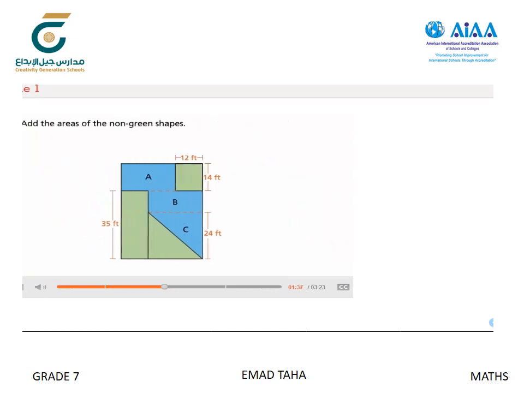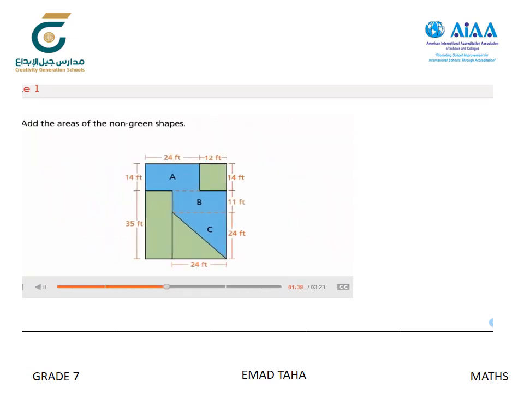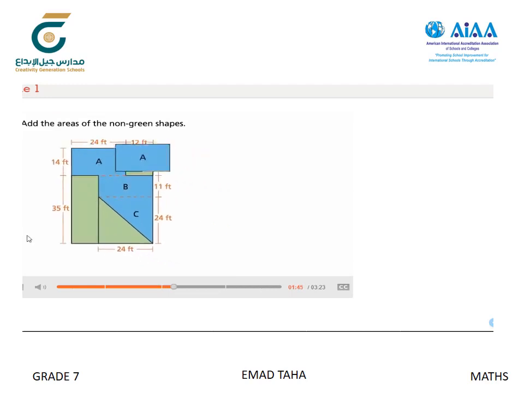When all the dimensions are determined, we can calculate and then add the areas of the non-green shapes. Rectangle A has a width of 14 feet and a length of 24 feet, so the area is 336 square feet. Rectangle B has width 11 feet and length 24 feet. Its area is 264 square feet.